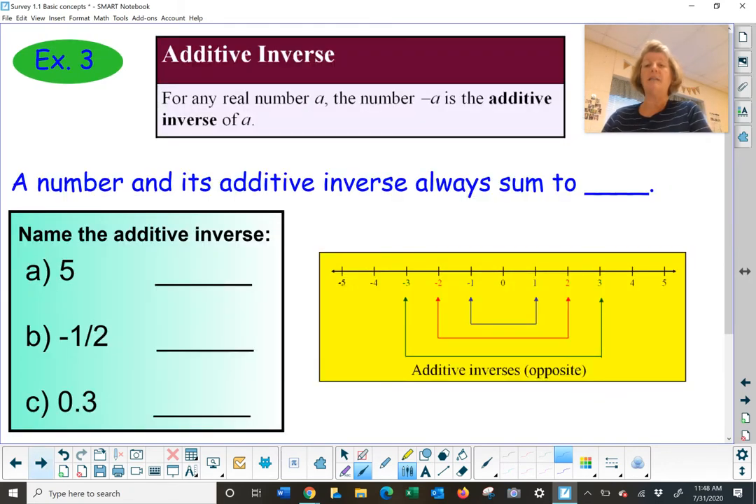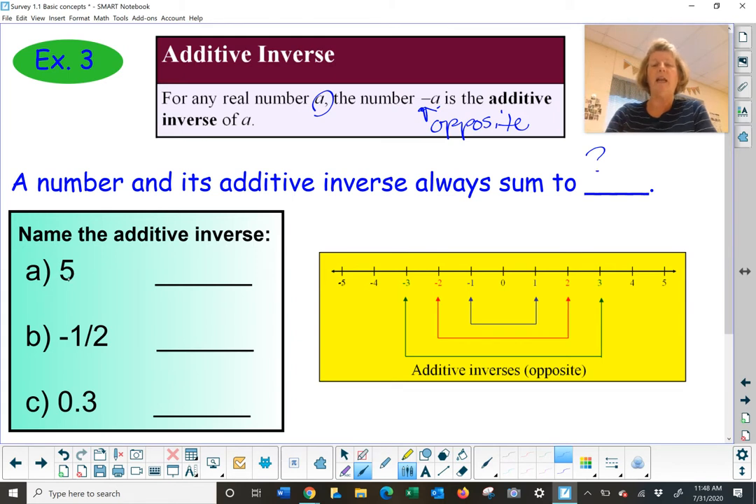Example 3 talks about additive inverses. And let's read what an additive inverse is. For any real number, let's give it the variable a. The number negative a could be one way you read that. I might read this as the opposite of a is the additive inverse of a. That would mean then that a number and its additive inverse always sum to, I wonder what.